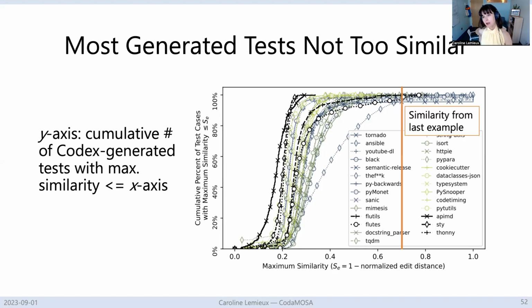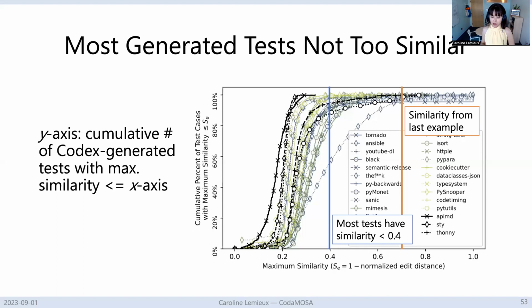And so from the last example, we had similarity 0.7. You can see that most of these lines have similarity much less than 0.7. So most generated test cases have similarity less than that. In fact, most tests have similarity less than 0.4, right? So not too many of the Codex test cases are too similar to unseen tests, but it's definitely still a threat to consider when considering the generalization of this approach.